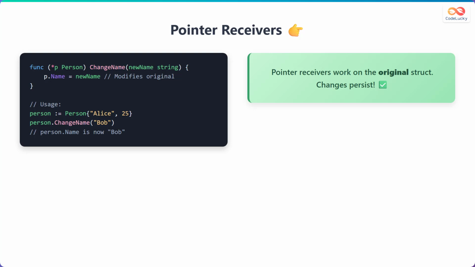Here's an example. The code defines a method, changeName, on the person struct using a pointer receiver. This method takes a new name as a string and modifies the name field of the original person struct. The code shows an example where a person struct is created with the name Alice and age 25. The changeName method is called with Bob as the new name. After calling the method, the person's name is now Bob.